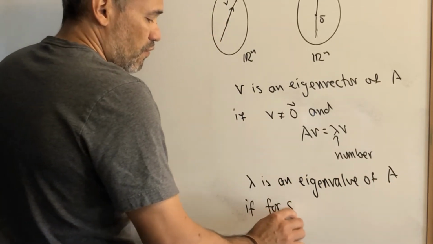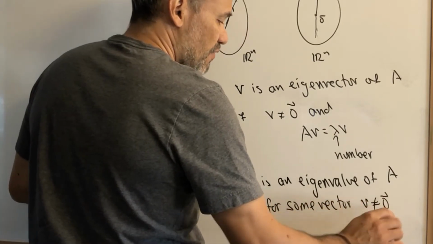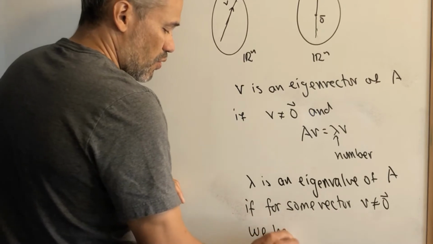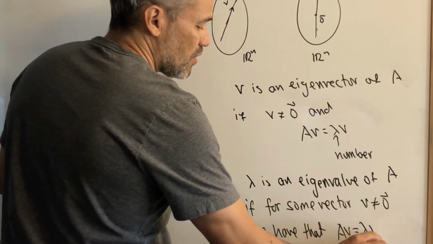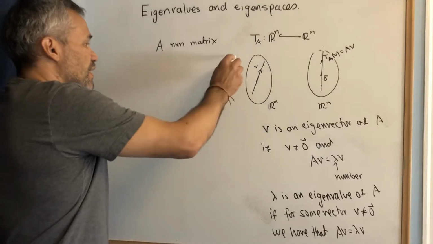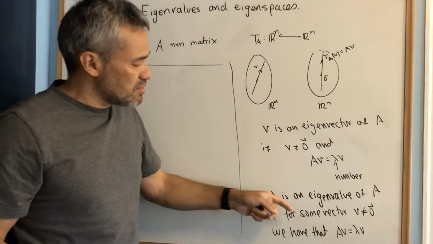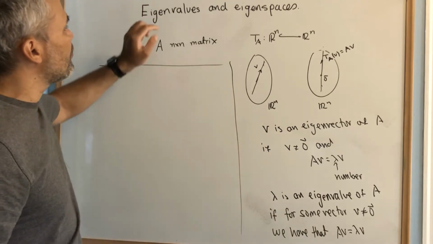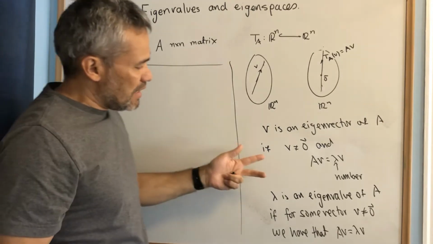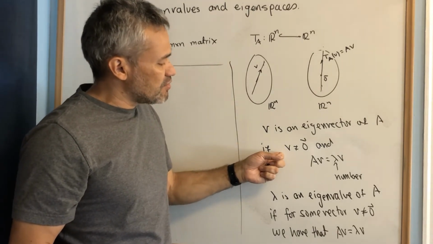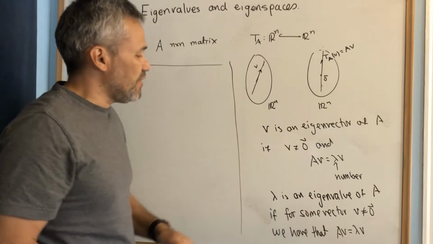if for some vector v different from the zero vector, we have that Av equals lambda v. Then in this video we will explain how to compute the eigenvalues and the eigenvectors, and we will go a little deeper and explain the notion of eigenspace. Even though it looks like we need to find first the eigenvectors to compute eigenvalues, we usually find first the eigenvalues and then the eigenvectors.